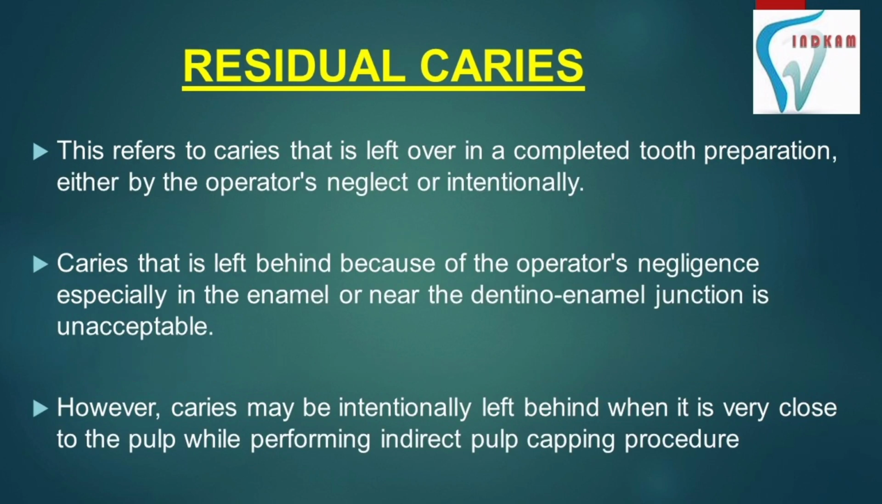Residual caries. The name residual suggests it refers to the caries that is left over in a completed tooth preparation either by operator's neglect or intentionally. Caries that is left behind because of the operator's negligence, especially in the enamel or near the dentino-enamel junction, is unacceptable. However, caries may be intentionally left behind when it is very close to the pulp while performing indirect pulp capping. So sometimes it is required to leave a small amount of caries because it is very near to the pulp.